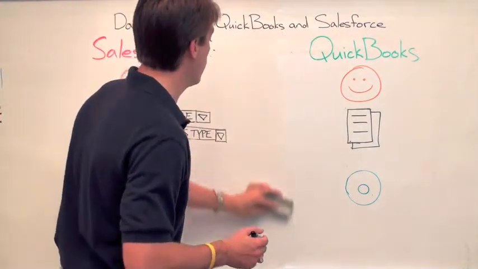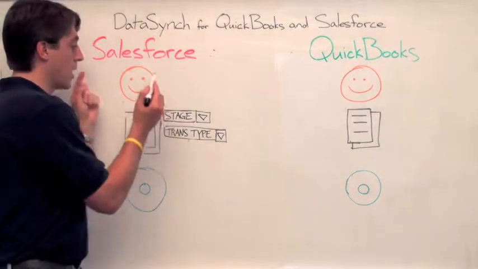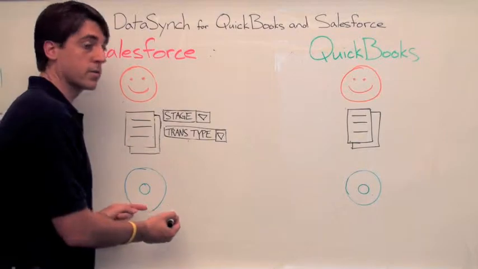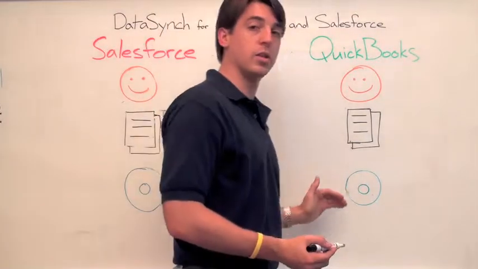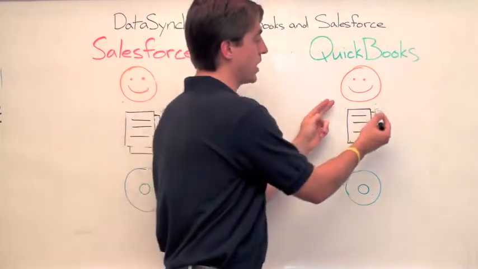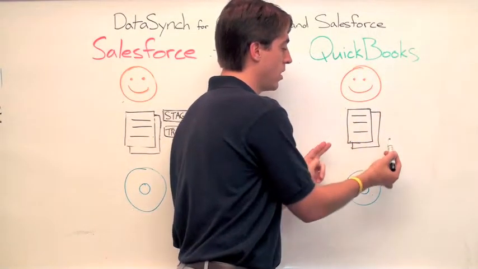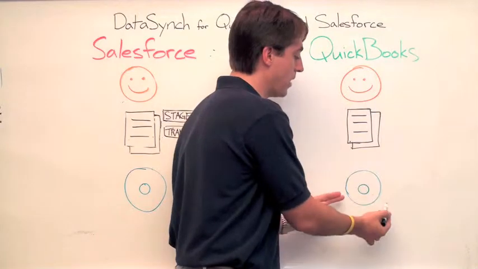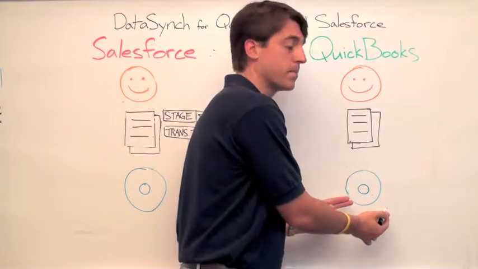So quickly go back over. In Salesforce, we sync accounts, closed won opportunities, and products. In QuickBooks, the terminology is a little bit different. We sync customers, accounts receivable transactions, and items and services.